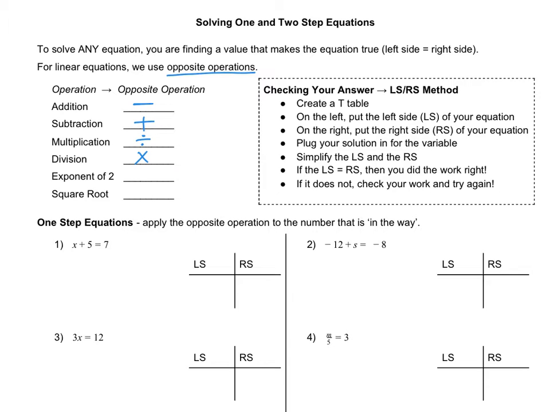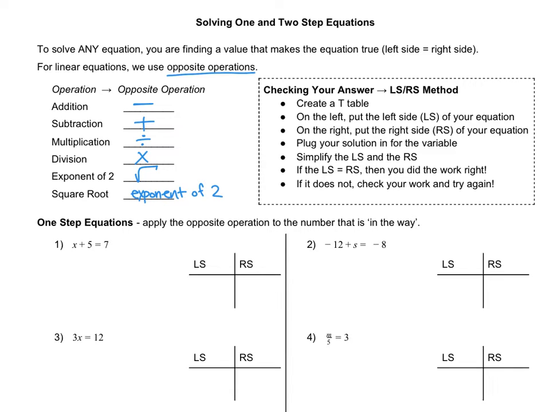When you have an exponent of 2 and you want to get rid of it, so think back to Pythagorean theorem from grade 9, the opposite of an exponent of 2 is to square root, and then likewise, the opposite of a square root is an exponent of 2.